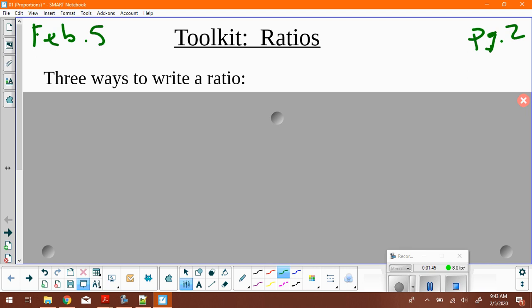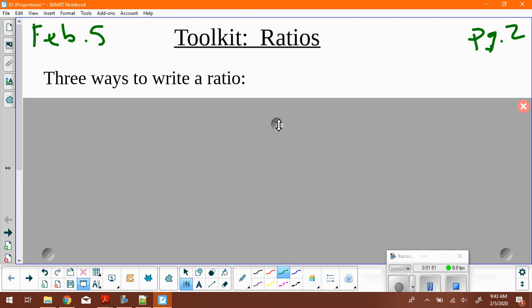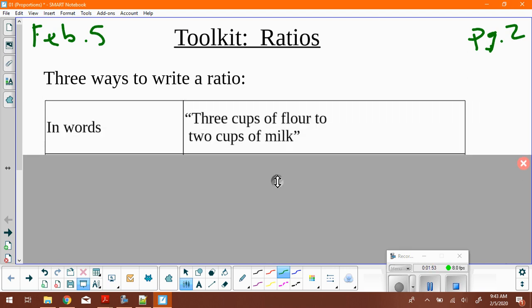The first part is just reviewing what they look like. There are 3 ways that you can write a ratio. The first one is just to use words. For example, if you're looking at a recipe and it says for every 3 cups of flour, you need 2 cups of milk, the ratio would be 3 cups of flour to 2 cups of milk. And so we typically write that kind of a ratio.